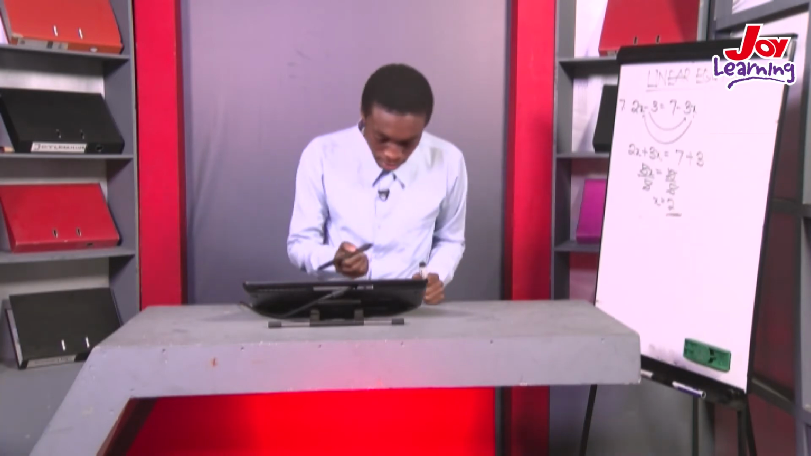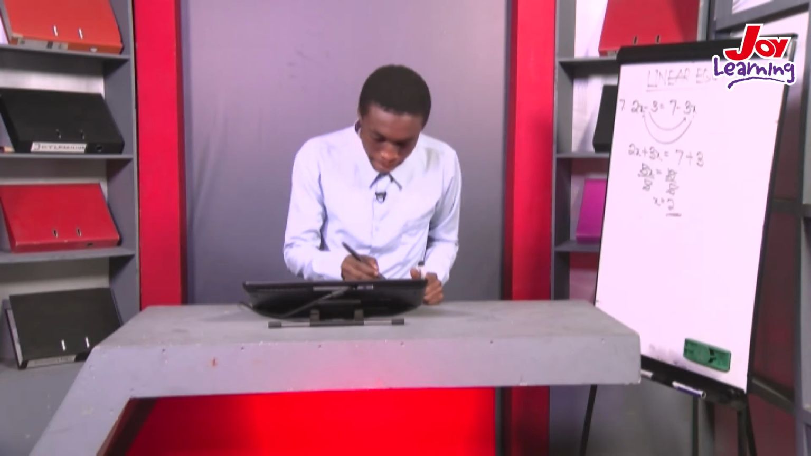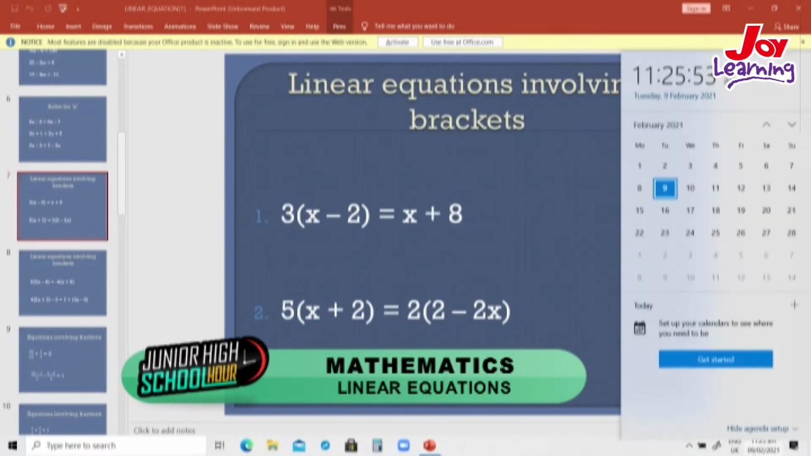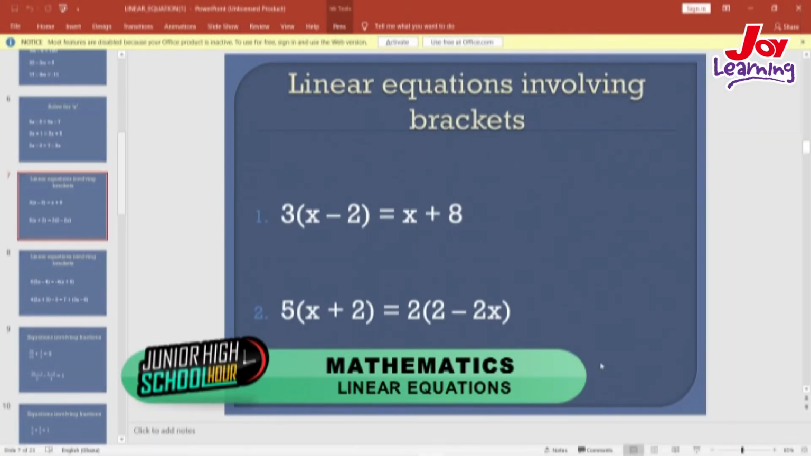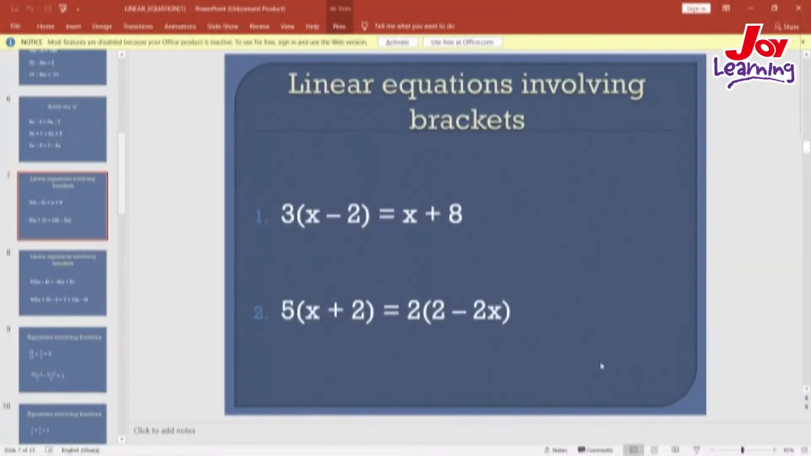Now let's look at some questions that we have over here. So now we look at the linear equations involving brackets. These are a set of questions that have a bracket fused into the equation. For number 1, we have 3 into bracket x minus 2 equals x plus 8. And number 2, we have 5 into bracket x plus 2 equals 2 into bracket 2 minus 2x. Now let's quickly look at how this is done.